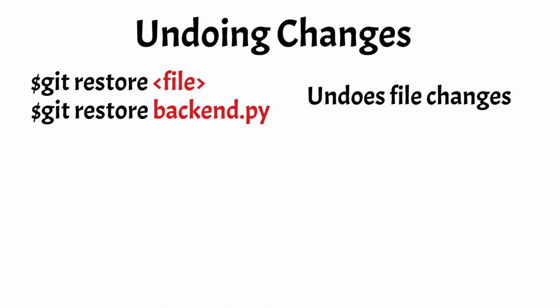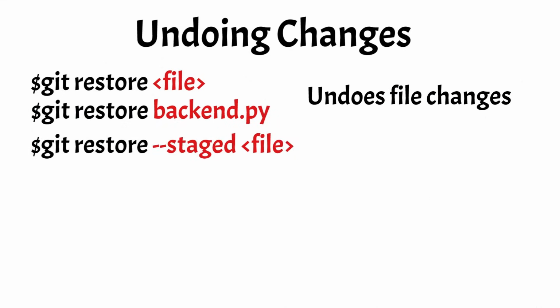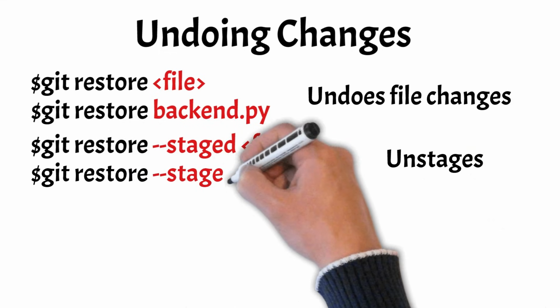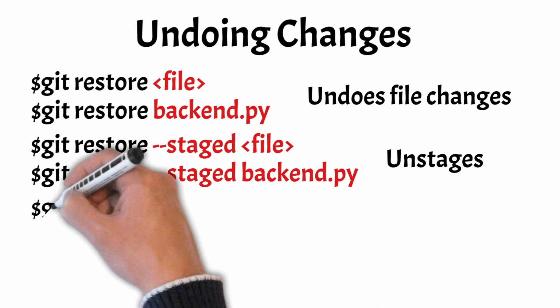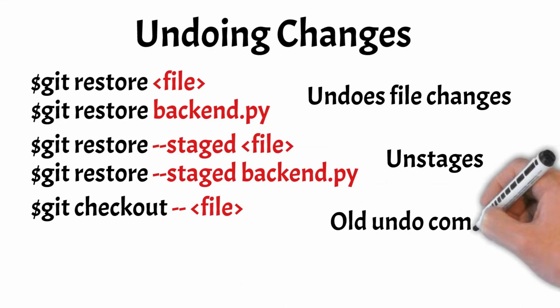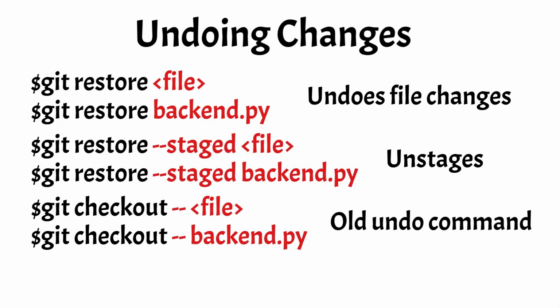If the file was already staged, git restore --staged takes it out of the staging area, but keeps the actual content in your working directory. Older tutorials may still use git checkout for this, but restore is now the newer, clearer, and less ambiguous command.